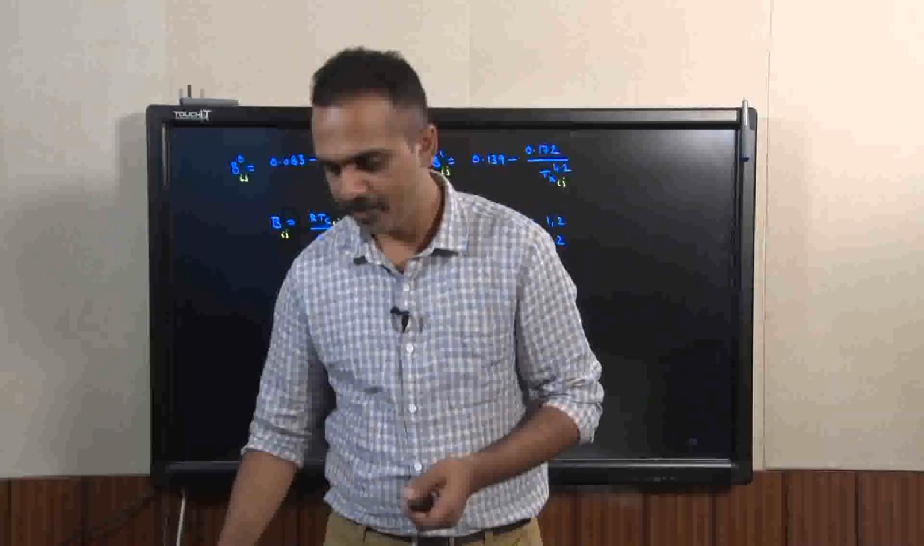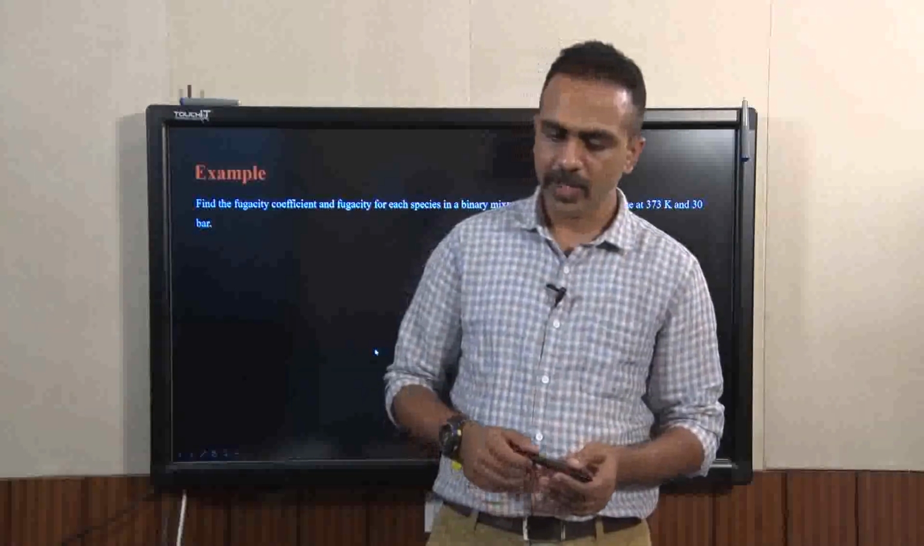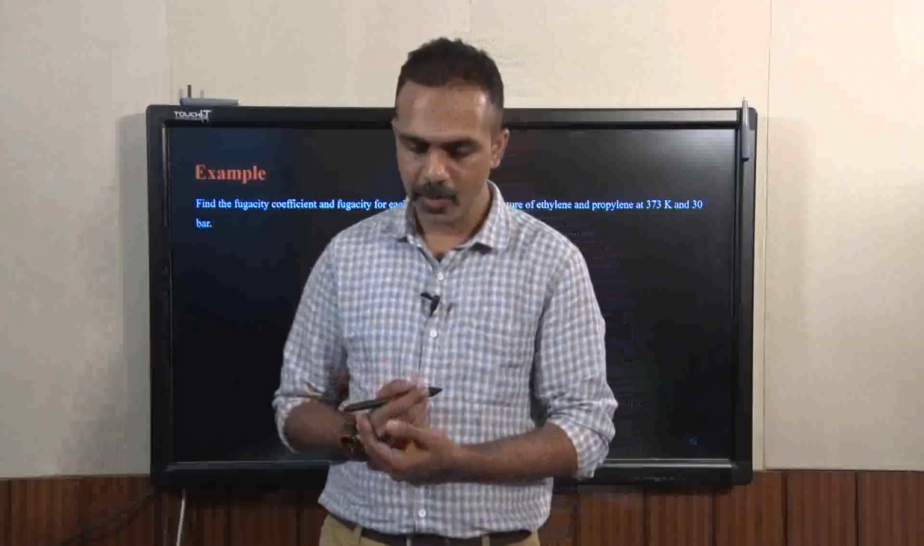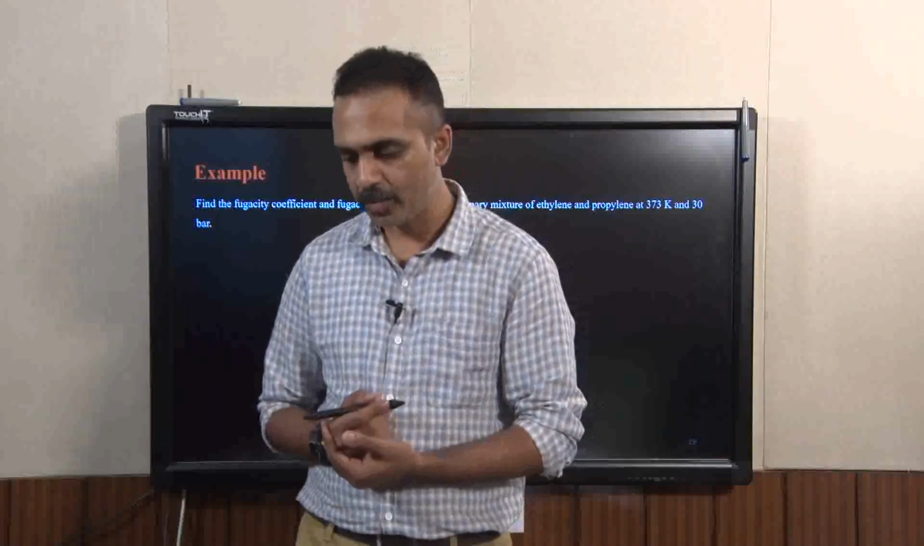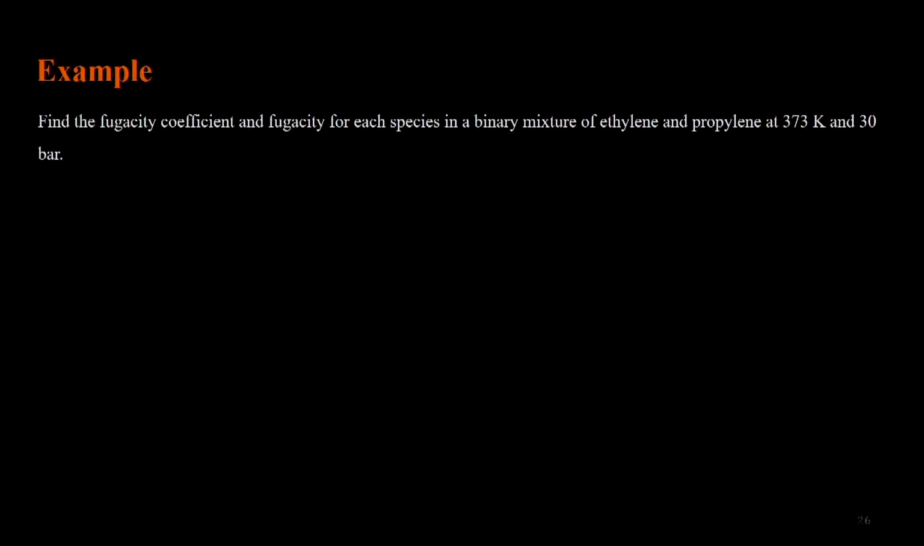Let's demonstrate this using an example. We want to find the fugacity coefficient and fugacity for each species in a binary mixture of ethylene and propylene at 373 Kelvin and 30 bar. We should of course have been given a value for the composition of this mixture. Without that we cannot obtain the fugacity coefficient, right? So let's say y1 is 0.4 in this particular problem, and 1 stands for ethylene, 2 stands for propylene.